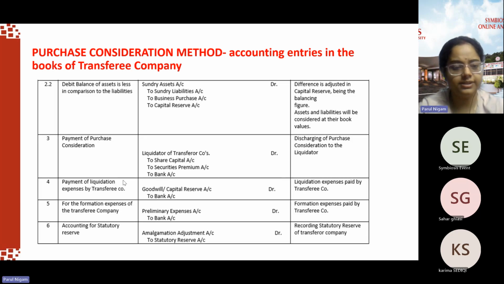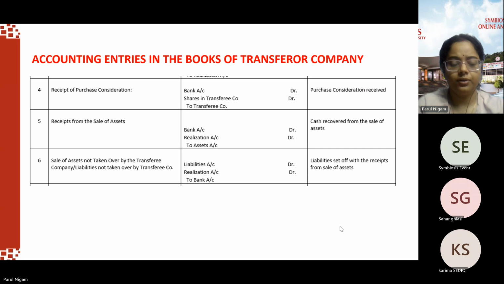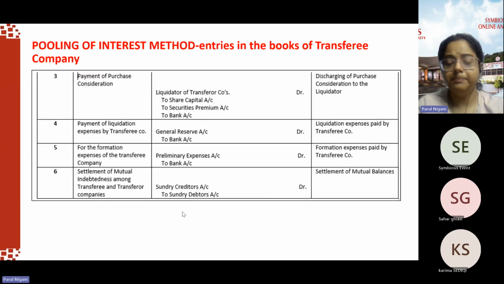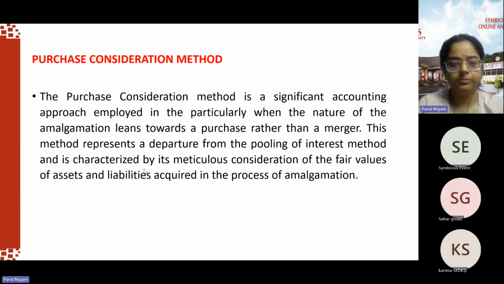I think all of these entries are very similar to what we have discussed in that method. The only thing is these entries. Payment of liquidation expenses of transferee company, goodwill or capital reserve account to bank. Then formation expenses of the transferee company. It can be preliminary expenses account debit to bank. Then accounting for statutory reserves. That is going to be amalgamation adjustment account to statutory reserve. Recording statutory reserve of transferor company. I think you will better understand these entries when we solve it through a practical question.